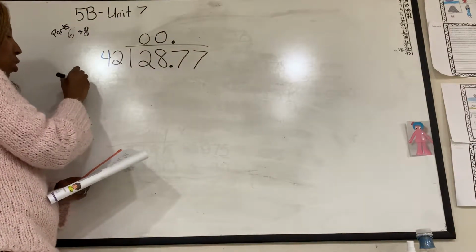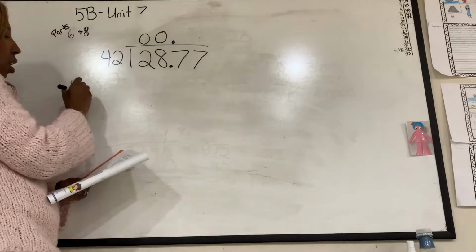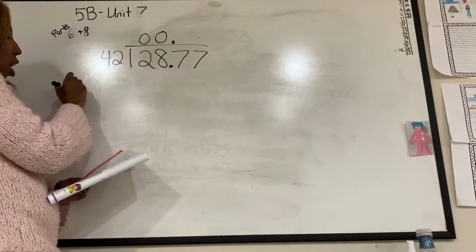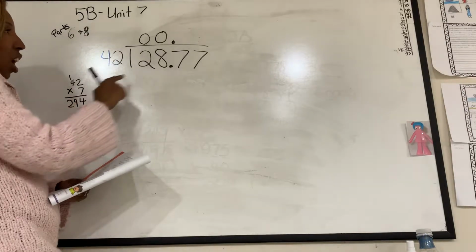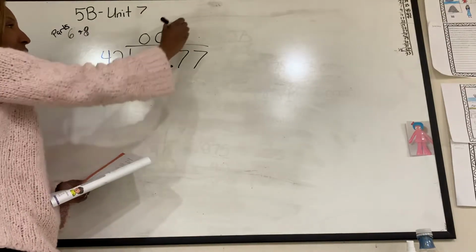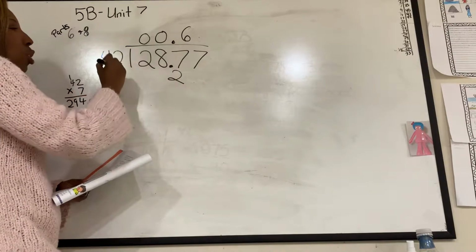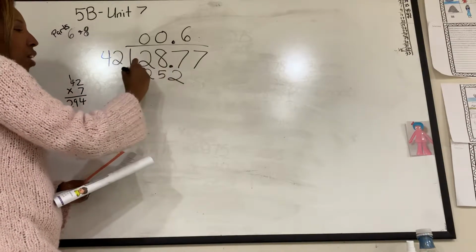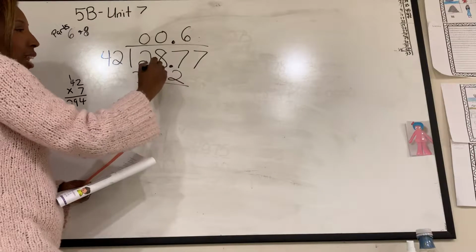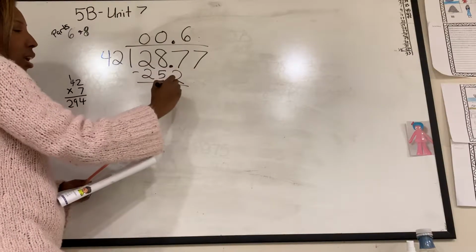I'll do on the side, 42 times 7. 7 times 2 is 14, write 4, carry the 1. Okay, so I'm at 294, a little above, so that tells me it has to be 6. 6 times 2 is 12, write 2, carry the 1. 24 plus 1 is 25. I subtract that, and then I get 3 and 5.